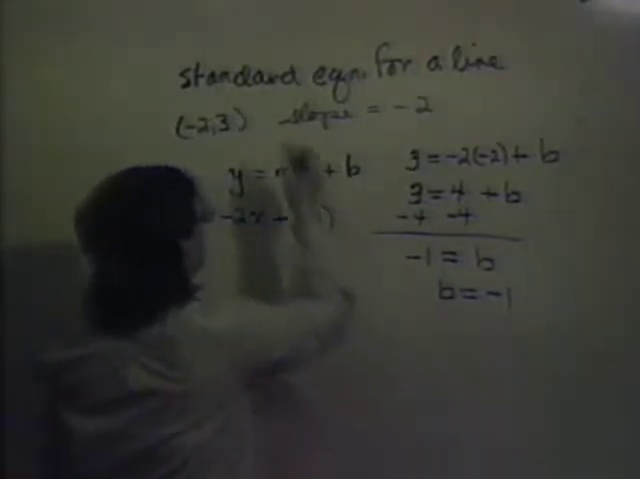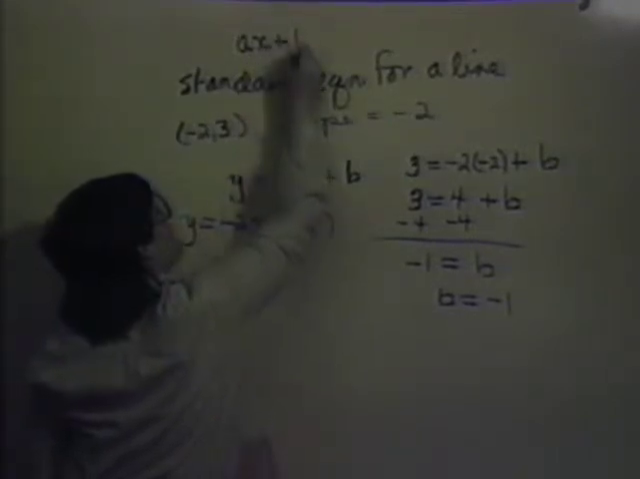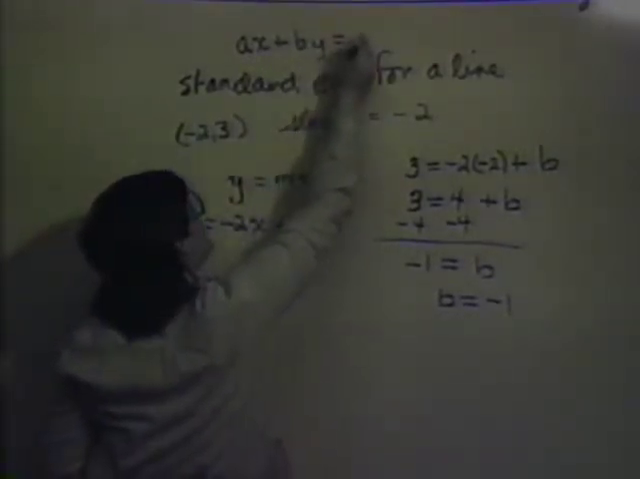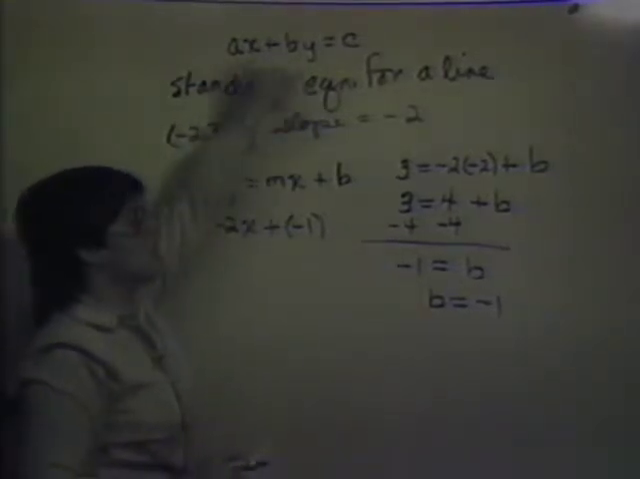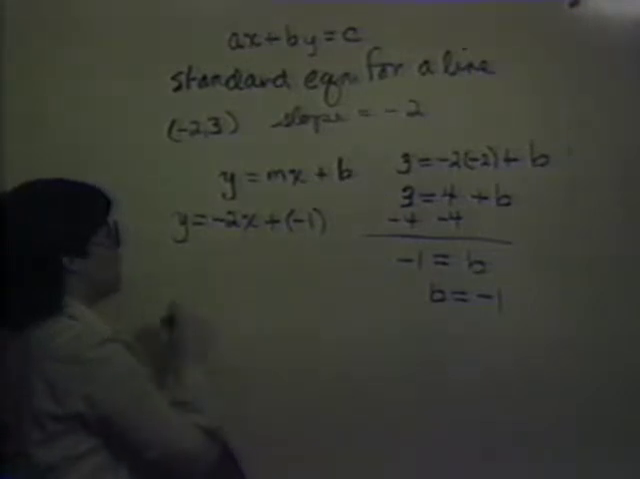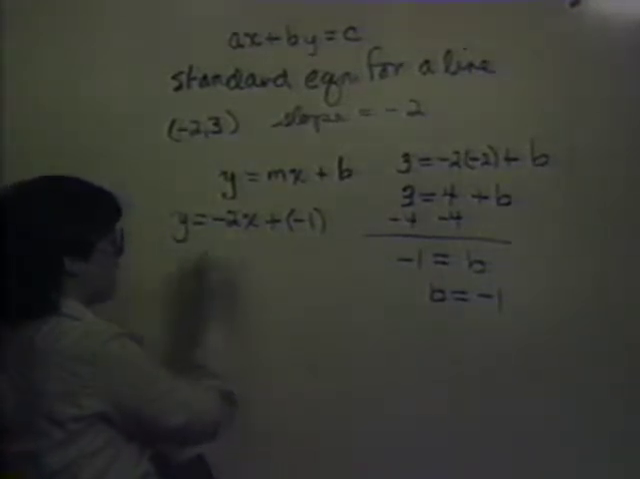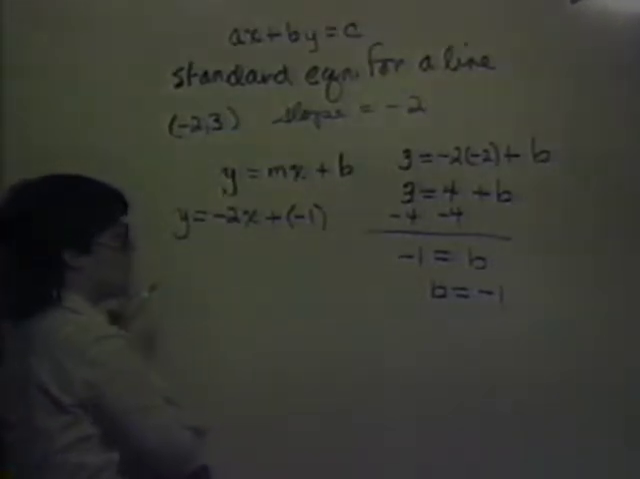Now, this is slope-intercept form, Bun, and we need to get it in standard form. And standard form looks like this. We have some number times x plus some number times y equals some constant, some number on the other side. And a and b need to be integers or whole numbers. They can't be fractions. So if I want to get x and y on the left-hand side, Bun, what do I need to do to this slope-intercept form?